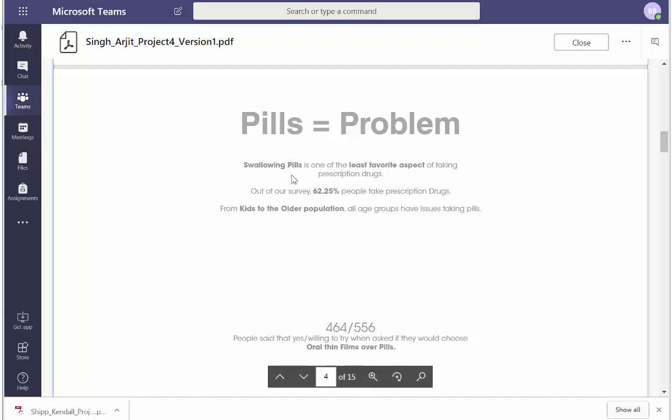This is kind of confusing information, right? Out of our survey, almost 2/3 people taking prescription drugs. Okay. If they're taking pills, that's interesting. Or if you could say it across the United States, these many people take pills. Well, what are the difficulties with taking pills?